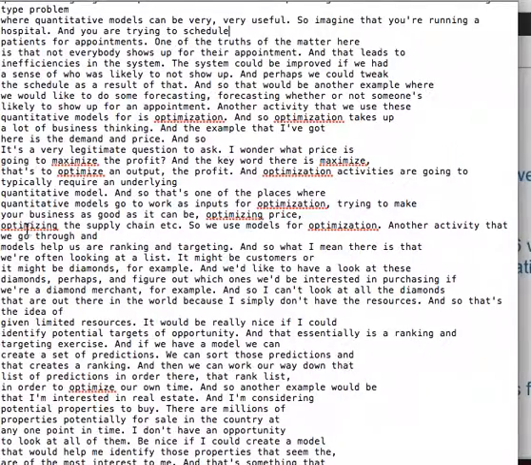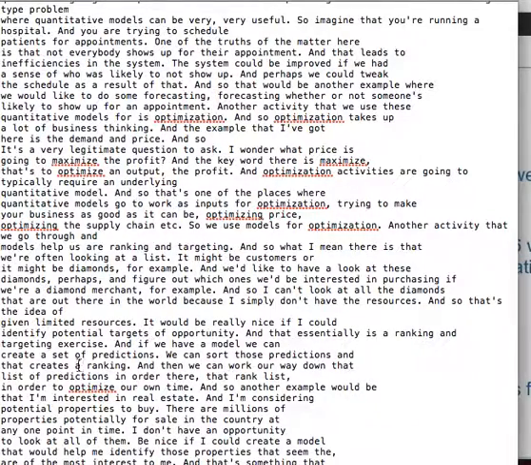Optimizing price, optimizing the supply chain, etc. So we use models for optimization, and another activity that models help us with is ranking and targeting. What I mean there is that we are often looking at a list. It might be customers or it might be diamonds, for example, and we would like to figure out which ones we would be interested in purchasing if we are a diamond merchant. I can't look at all the diamonds that are out there in the world, because I simply don't have the resources. So given limited resources, it would be really nice if I could identify potential targets of opportunity, and that essentially is the ranking and targeting exercise.